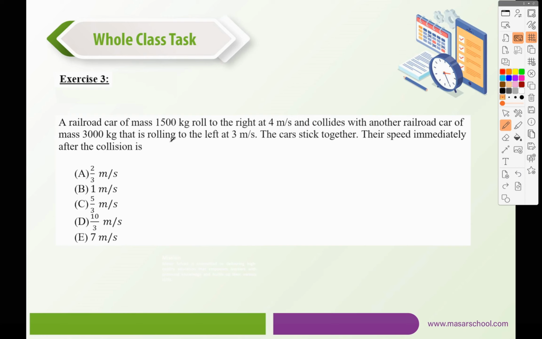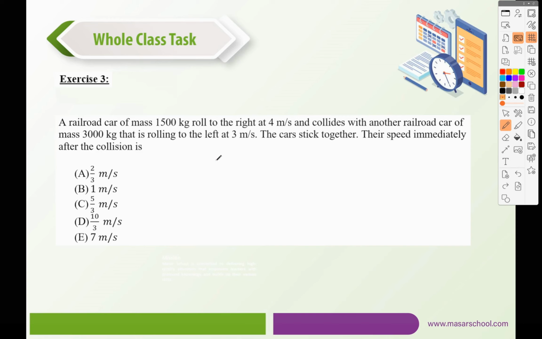Exercise 3. A railroad car of mass 1,500 kilograms rolled to the right at 4 meters per second and collides with another railroad car of mass 3,000 kilograms that is rolling to the left at 3 meters per second. The cars stick together. Their speed immediately after the collision is what?